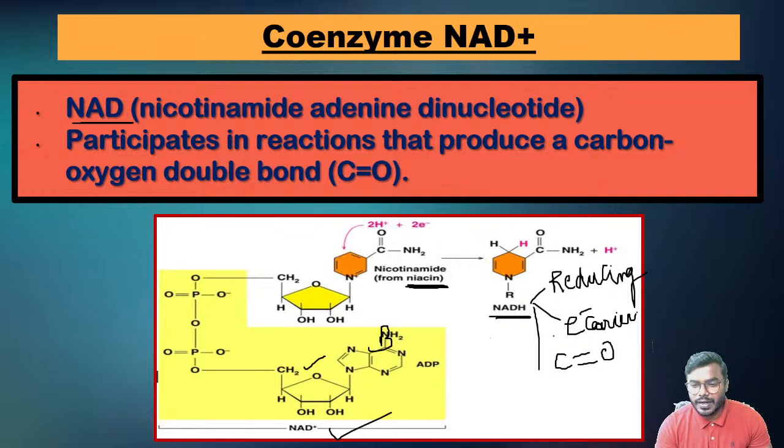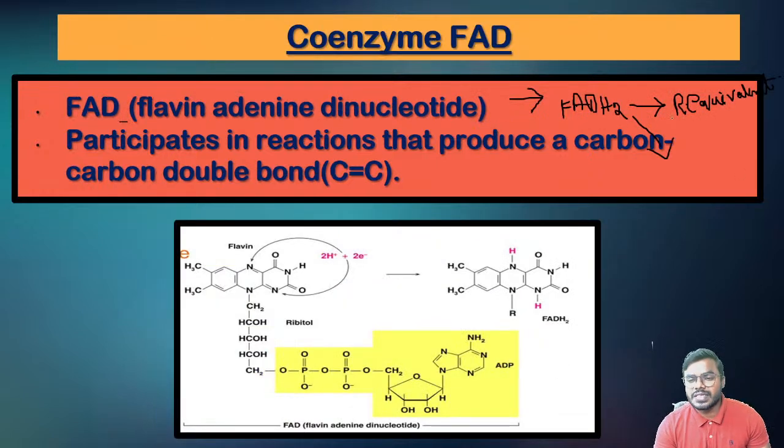Here I told you that NAD is involved in the reactions where a carbon-oxygen double bond will be produced. Here, friends, FADH2 is majorly involved in the reaction where there is a production of a carbon-carbon double bond. Always remember my words. Of course, friends, FADH2 also, like NAD, is acting as an electron carrier.